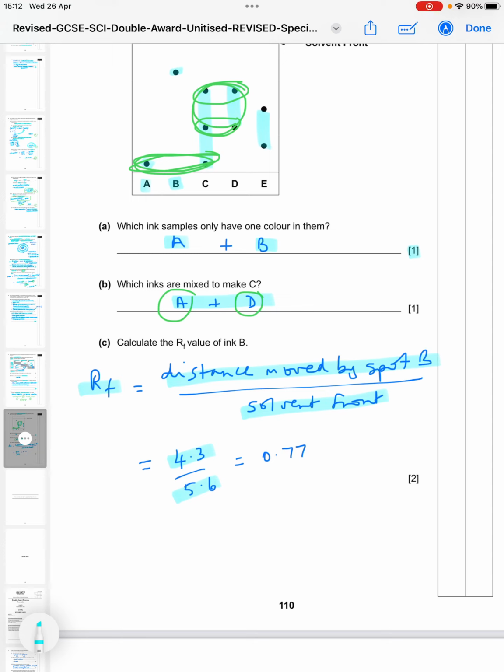So please make sure when you're going into a chemistry exam, you always have a ruler because you may need to measure something like this, or if you're drawing points on a graph, it helps you be more accurate. So 4.3 is the distance travelled by this spot here in B, and the solvent front then is 5.6. So the answer is 0.77.